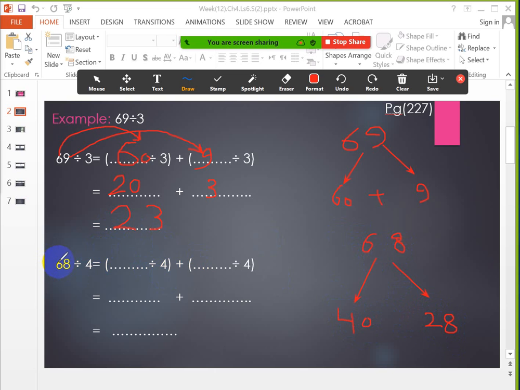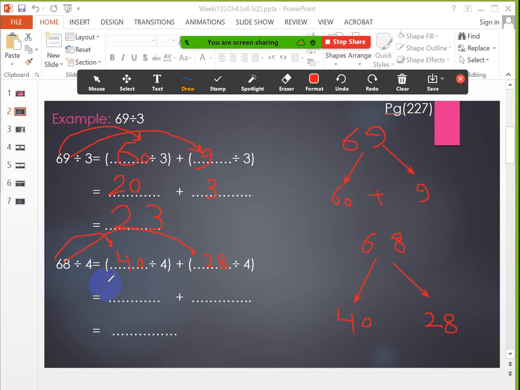So I will break down this number 68 into two numbers. The first one will be 40. The second one will be 28. Now, I will put each division between parentheses and add them. So it will be 40 divided by 4 between parentheses plus 28 divided by 4 between parentheses. Okay, girls?